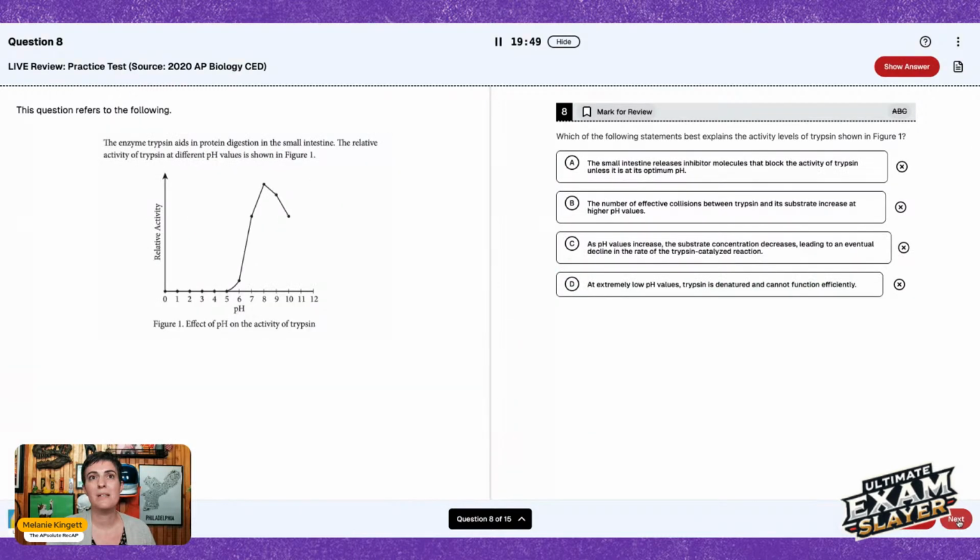All right, we're moving on from the stimulus, at least the stimulus sets. So here's an example of a question that does have a stimulus, but the stimulus is not going to be carried through multiple questions.